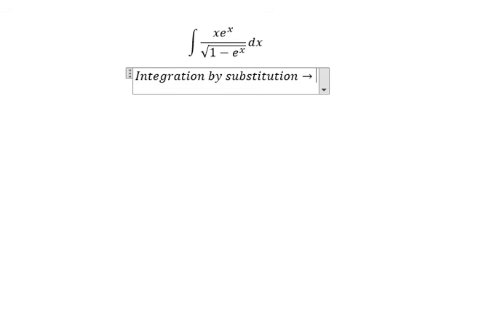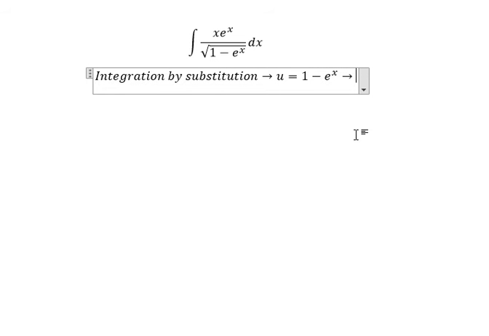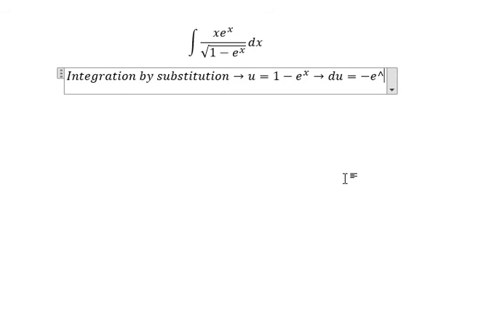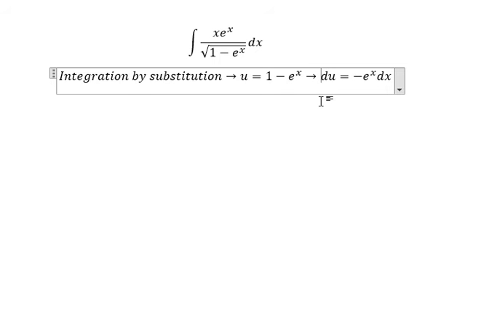So we put u equal to 1 minus e to the power of x. We do first the derivative on both sides. You will get du equal to negative e to the power of x dx. We move the negative to the left, so that's negative du.